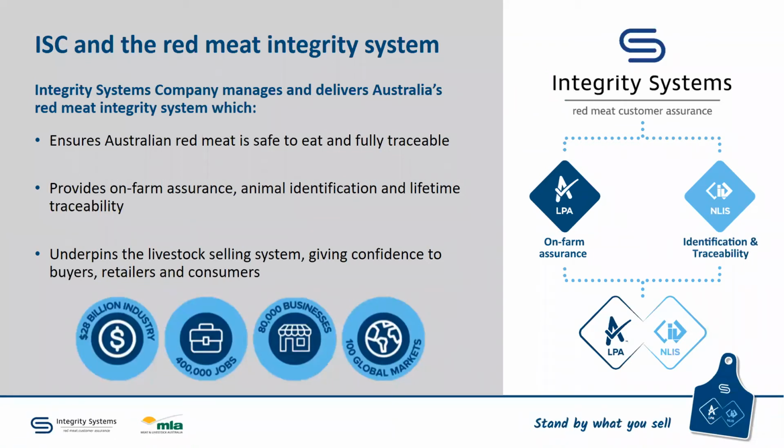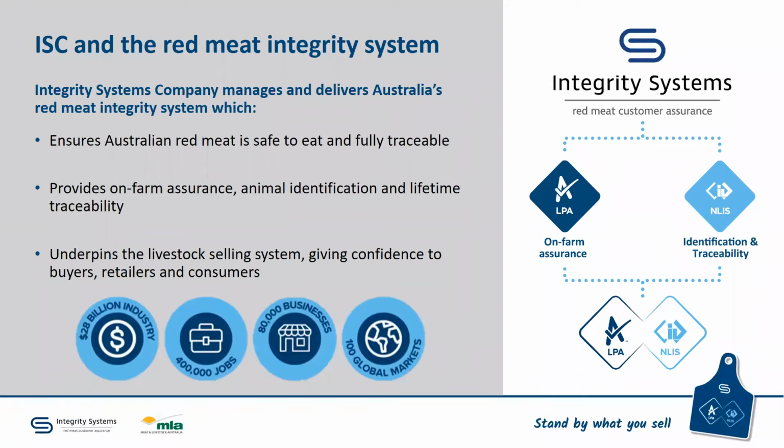So getting back to ISC, we are that subsidiary of Meat and Livestock Australia, but we have a specific role that sits a little bit differently to MLA's remit. Our job is to deliver the Australian red meat integrity system, and that system is in place to ensure that Australian red meat is safe to eat and fully traceable. It is there to provide on-farm assurance, animal identification and lifetime traceability.